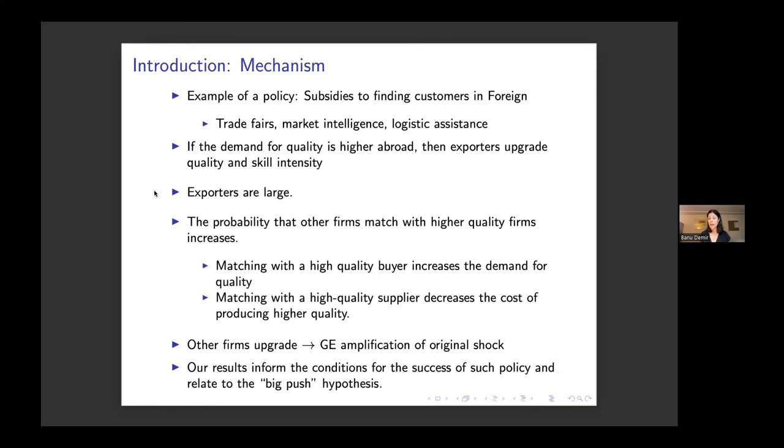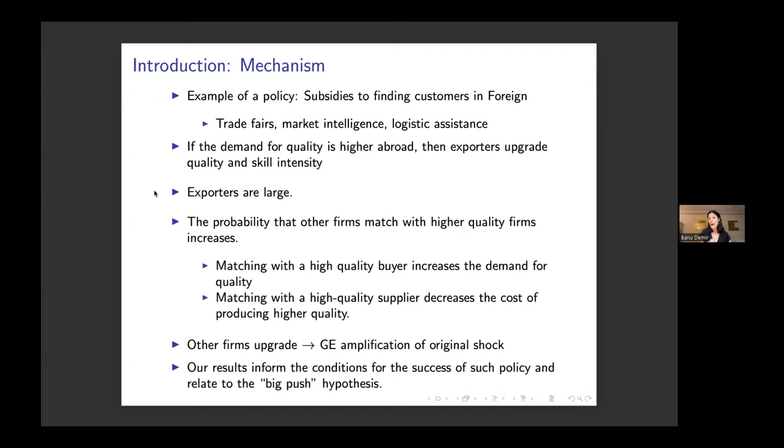But remember that exporters are large. Maybe they account for a small share of manufacturing firms in almost every country, but these firms are quite large. This is one of the most robust findings in empirical trade literature. So when they upgrade, they simply increase the probability that other firms match with higher quality firms in the domestic market. On the one hand, matching with a high quality buyer increases demand for quality. So that's going to boost demand in the domestic market.